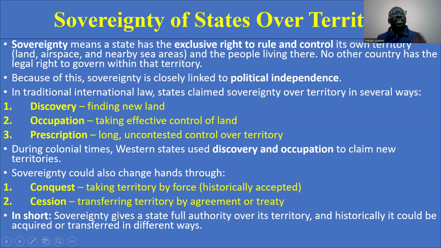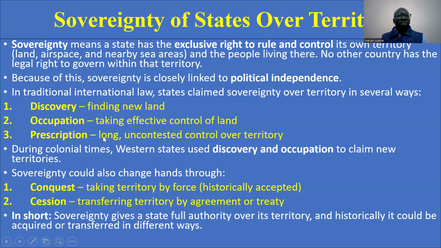So in traditional international law, a state claims sovereignty over territory in several ways. So there are several ways you can claim sovereignty. Number one, discovery. For example, you can find new land. Number two, occupation. Taking effective control of land through occupation.